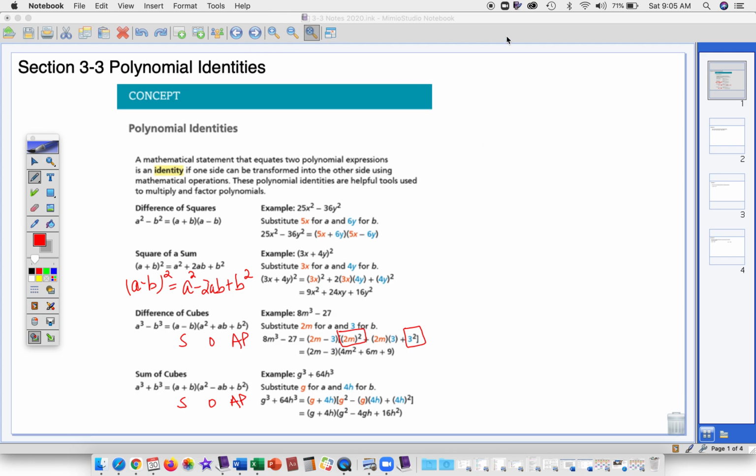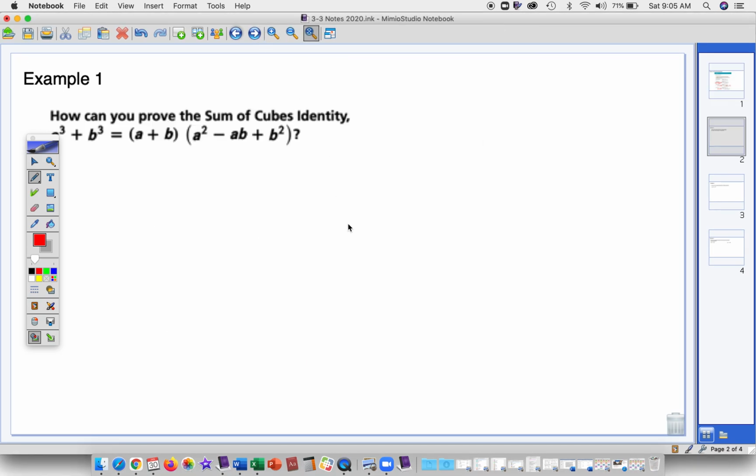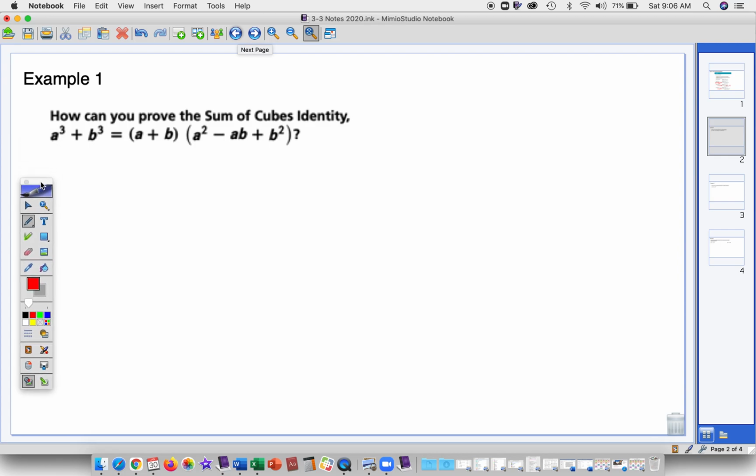Okay, so let's try some other examples. So how can we prove this identity? We can prove this is the factorization of the sum of cubes. And we can prove it just by using what we did in the last section and multiplying this out.